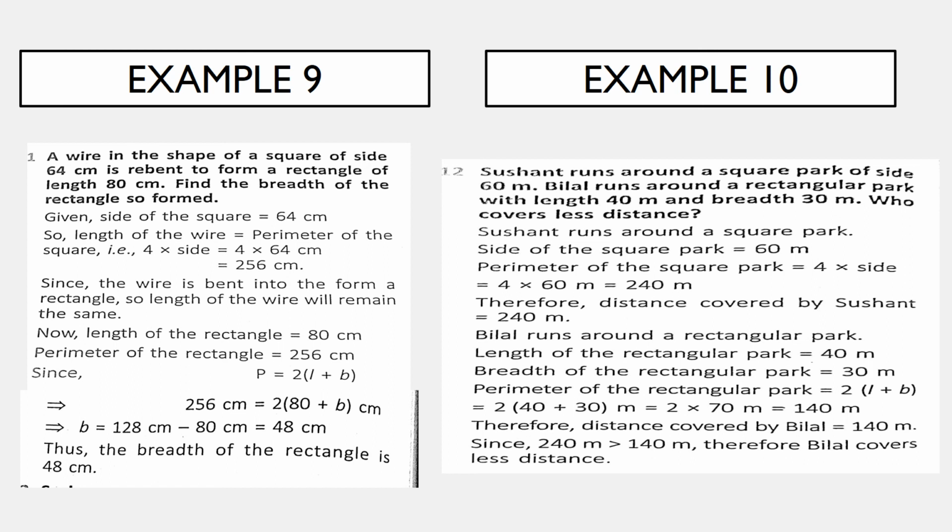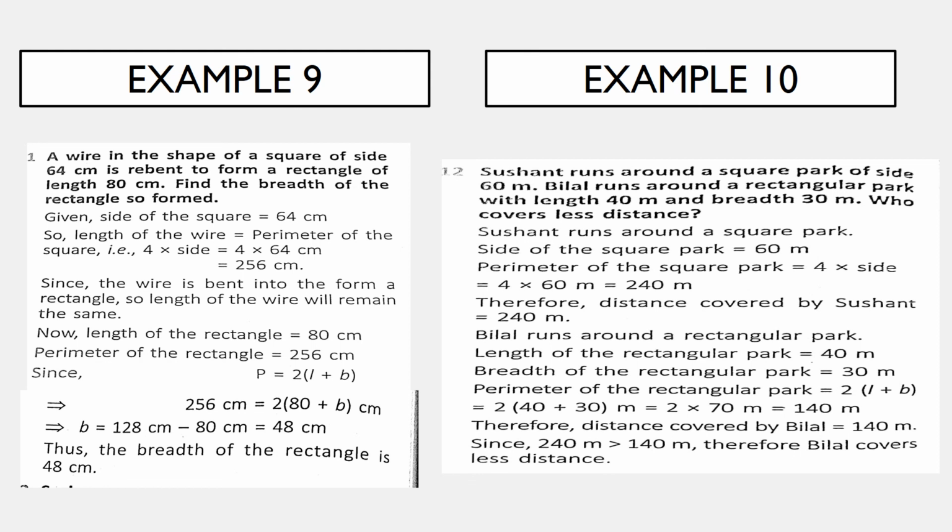Now the last example 10. Sushant runs around a square park of side 60 meter. Bilal runs around a rectangular park with length 40 meter and breadth 30 meter. Who covers less distance? Now Sushant runs around a square park. So you will find the perimeter of the square park. That will be the distance covered by Sushant. And then you will find the perimeter of rectangular park. That will be the distance covered by Bilal. And then you will compare.